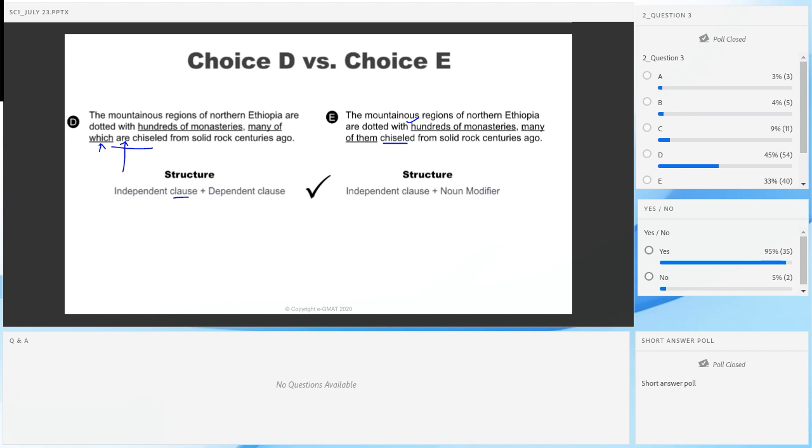So Mayank, you're asking if R removed from D, will it be correct? No, we need a verb there. We need R chiseled or were chiseled. Okay, that's what we need. Yeah, Shantanu, you can call it a noun plus noun modifier.